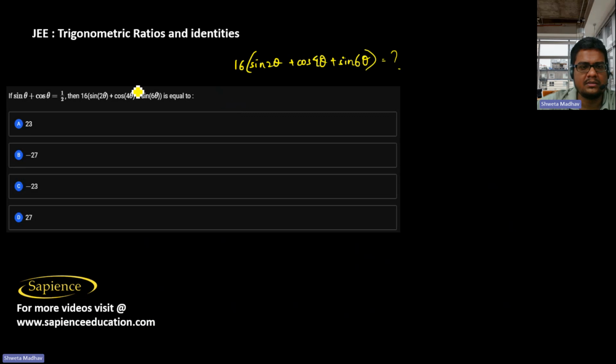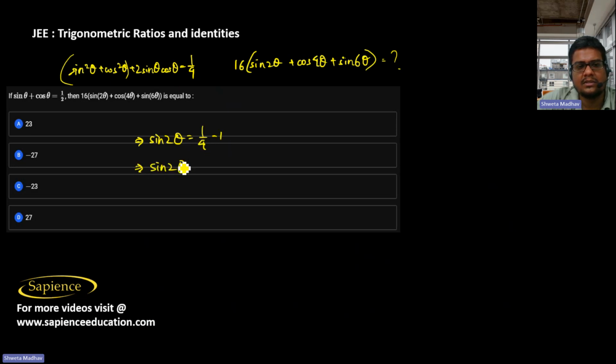Now sin theta plus cos theta is half, so if I square both sides, then I'll get sin square theta plus cos square theta plus 2 sin theta cos theta, that will be equal to 1 by 4. Now sin square theta plus cos square theta is 1. So therefore 2 sin theta cos theta is sin 2 theta, that is 1 by 4 minus 1, that is minus 3 by 4. So sin 2 theta is minus 3 by 4.